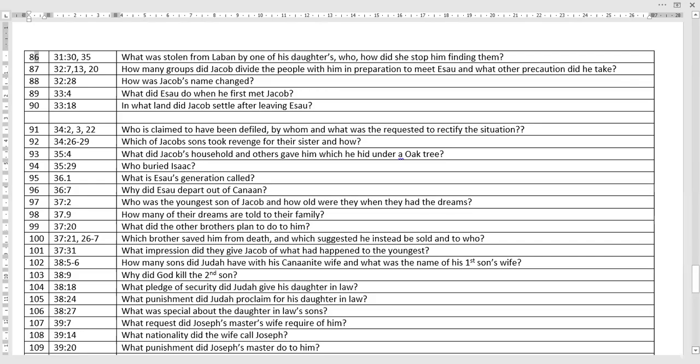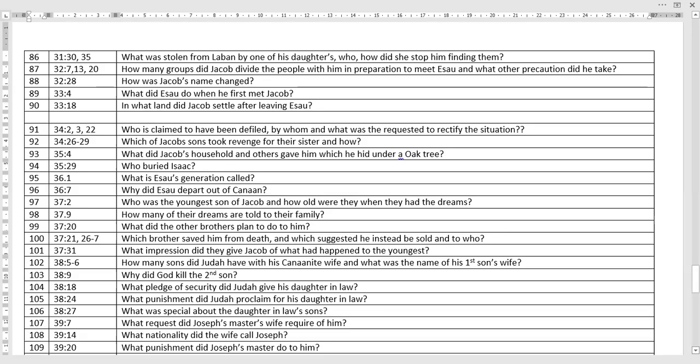Question 87. How many groups did Jacob divide the people with him into in preparation to meet Esau, and what other precaution did he take? Well, he divided them into two groups so that if Esau killed one group, the other group would escape. And he sent lots of gifts with his servants. The answer is in chapter 32:7, and verses 13 and 20.